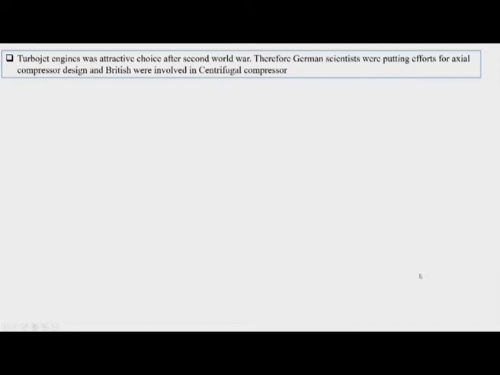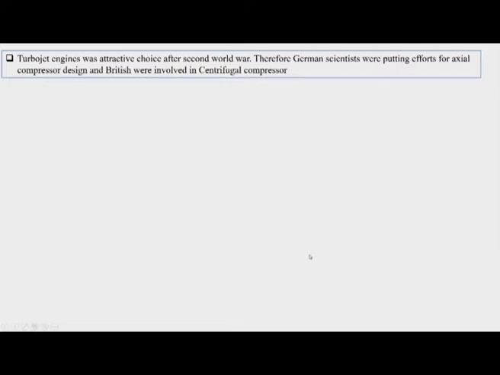Then how did the development of the centrifugal compressor proceed? Basically, turbojet engines were attractive choices after the Second World War. When turbomachines were getting developed, the first turbojet engines were developed in the same period. In that period, turbojet machines were thought to be developed.